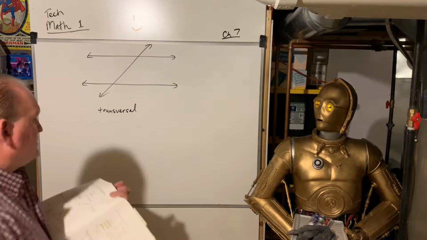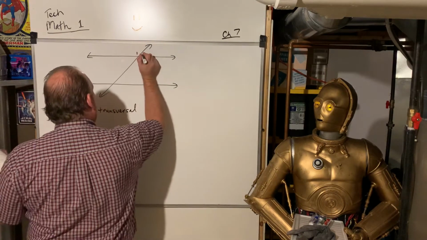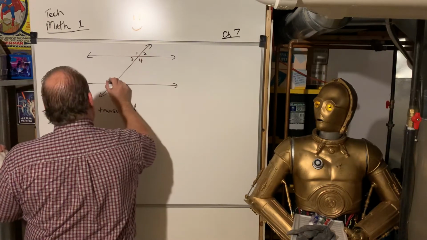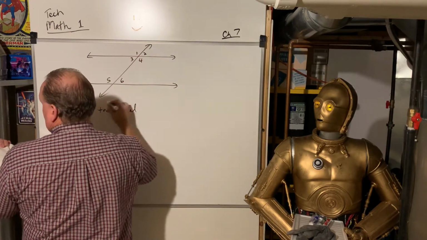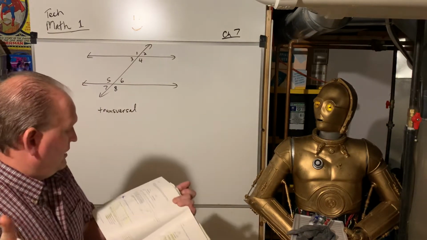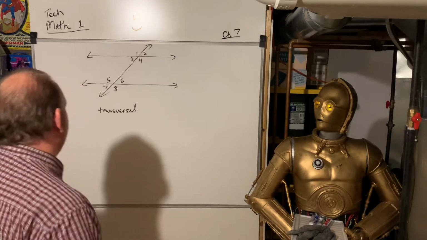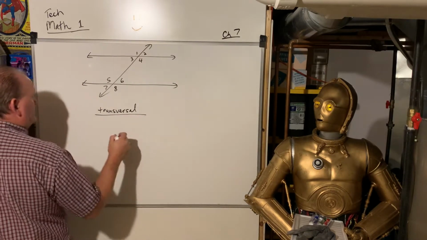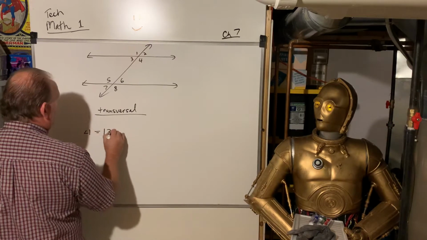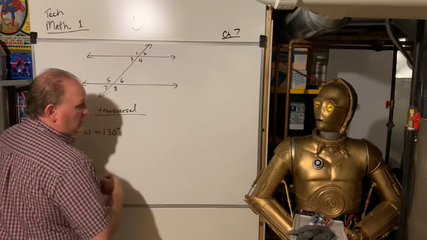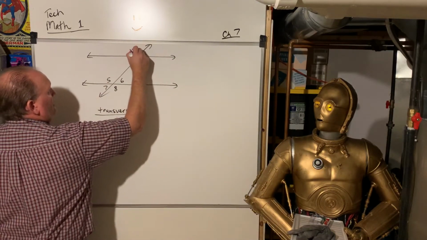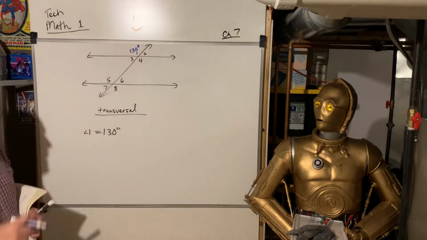And now after that, if you just know one angle out of all of these angles, 1, 2, 3, 4, 5, 6, 7, 8, you can find all the angles. Let me show you how that works. If they tell me angle 1 is 130 degrees, they just gave me one angle here. Well, then I know all the rest of them.